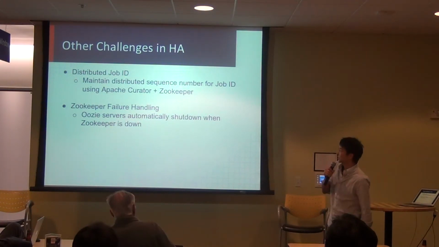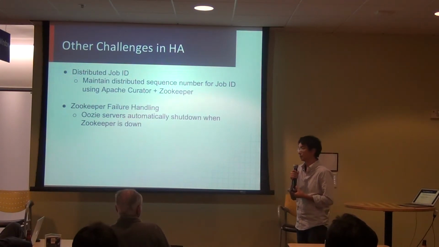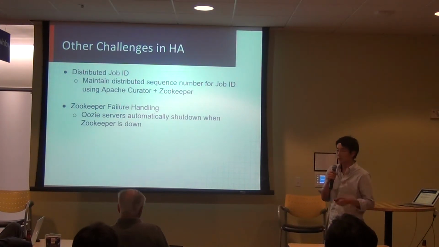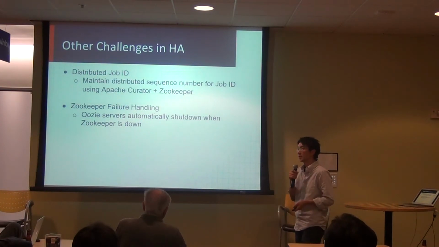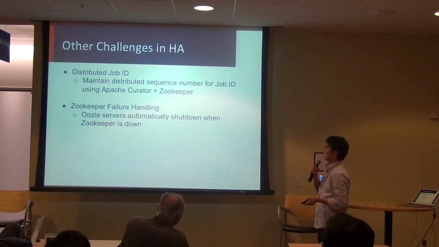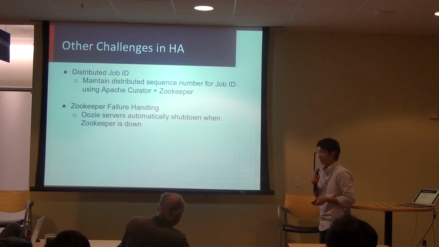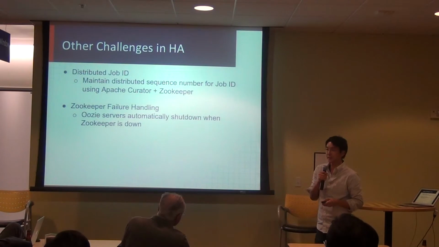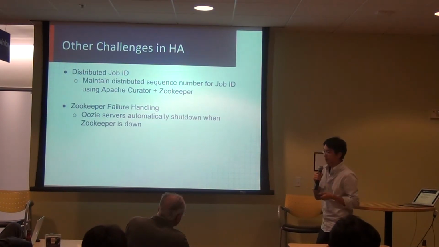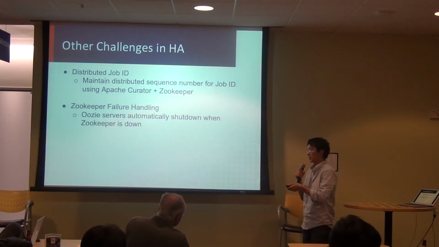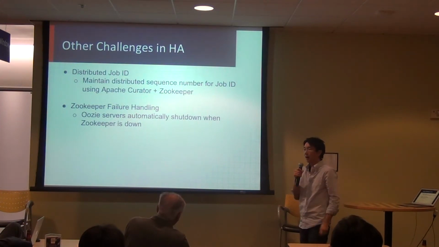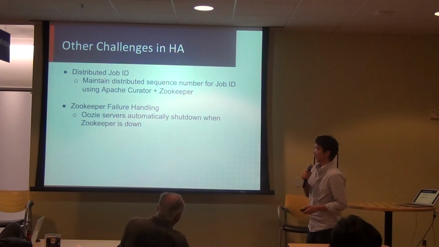And the other challenge is distributed job ID. The Oozie server keeps a sequence number for the job ID, and every time a new job is submitted, we increment that number. But in the HA setting, if each Oozie server keeps a different sequence number, then when the user looks at all jobs submitted from all Oozie servers in one UI, the job IDs are going to be out of order.